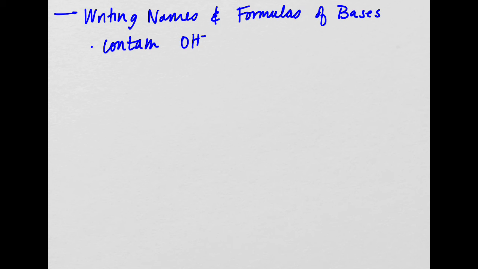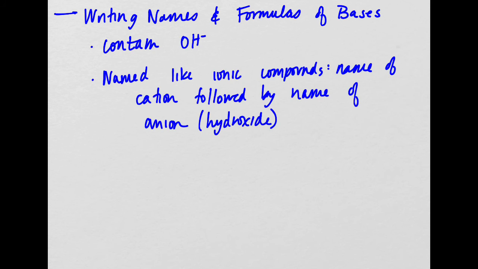The name of the cation is followed by the name of the anion. It's very simple. And you're going to see that anytime we have OH as an anion, this is a base. The only anion we're going to see for bases is hydroxide. So the rules are very simple.